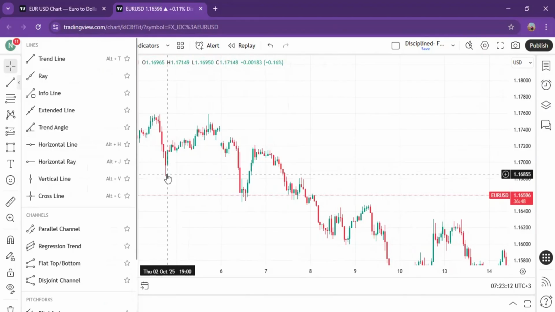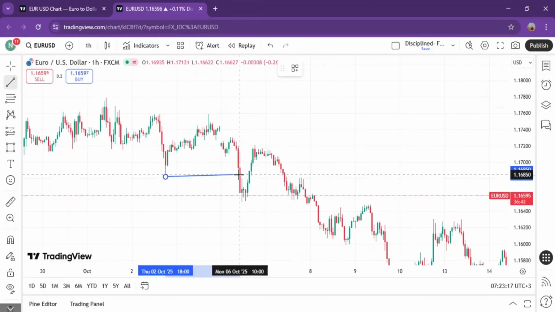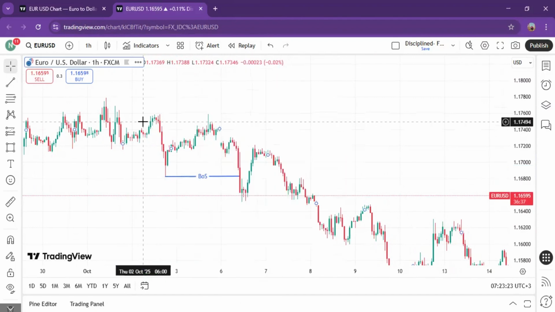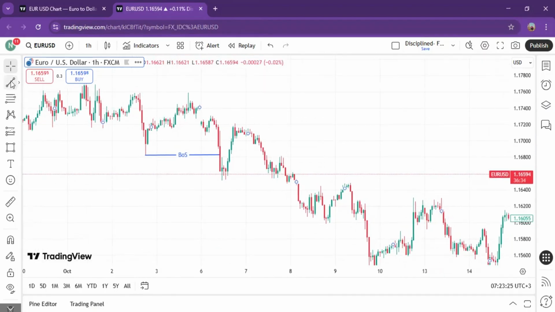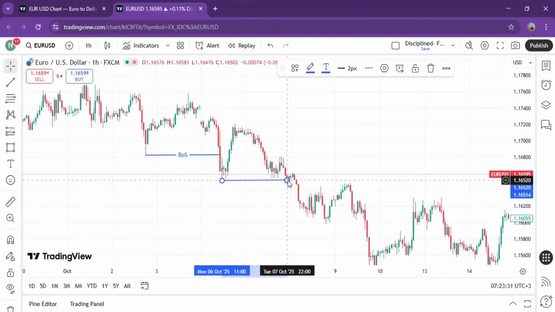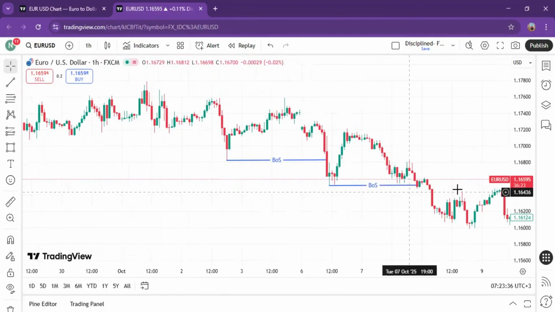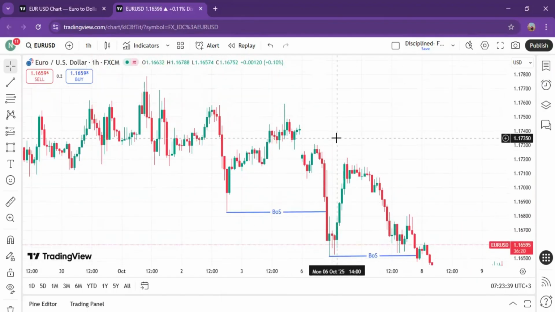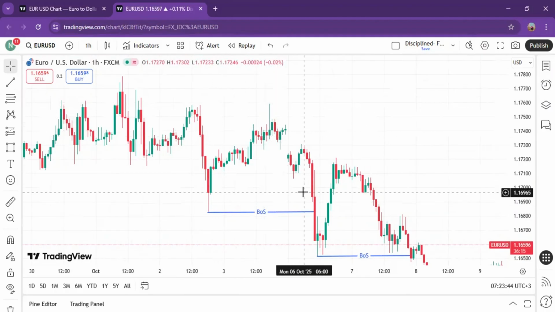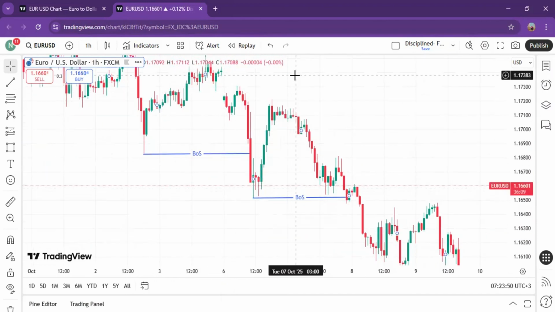So if you start marking the break of structures at this point, this is where you have that break of structure at that point. Another break of structure at this point. So where do you have the external liquidity? You have people place their money at that point, at this point, for sell positions, while this point for buy positions, this point buy positions.